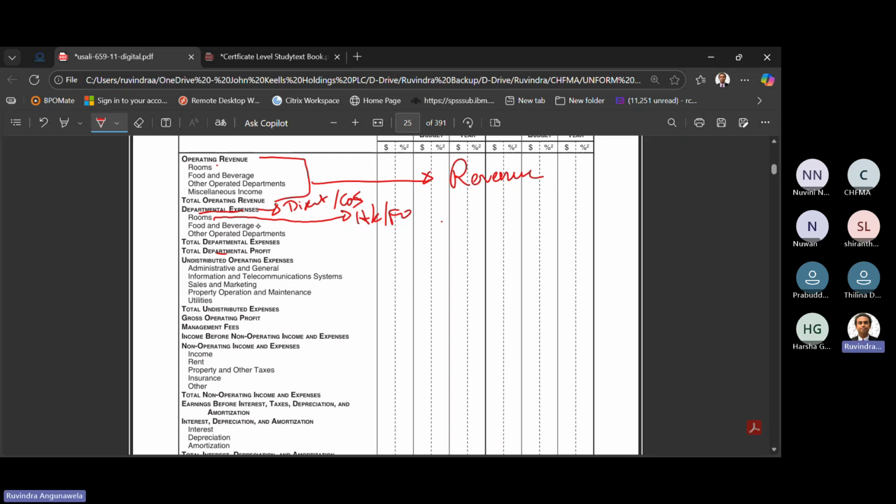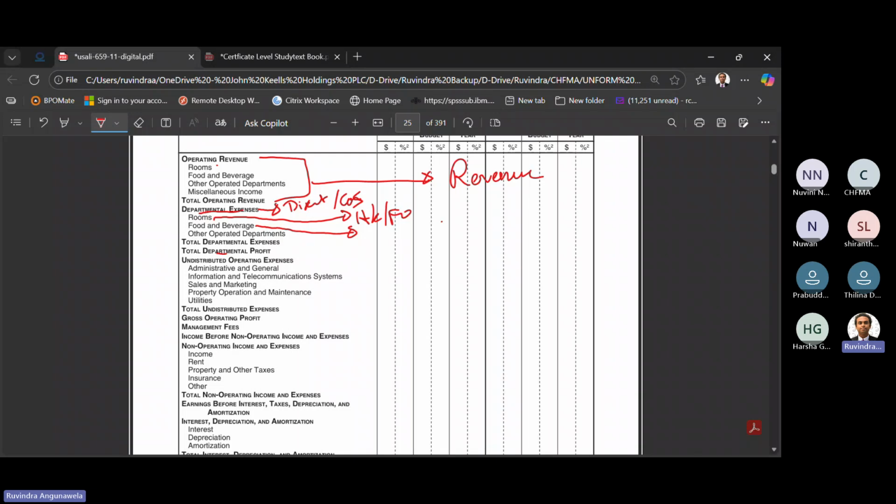Then we have the food and beverage expenses. That is the expense that are incurred by the food and beverage operations of the hotel, which includes the kitchen and the outlets as well, right? Kitchens are also included here.